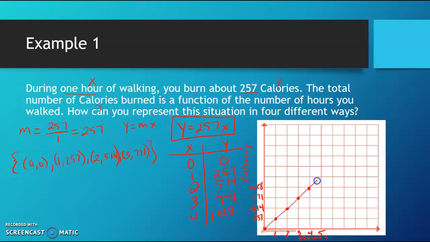I know we didn't go over the lesson that talked about which ones would have lines and which ones wouldn't. But basically it comes down to this. We can figure out to the minute how many calories burned. So we are including the calories between our points. So we have the equation, that's 1. The table, that's 2. The list of ordered pairs makes 3, and our graph makes 4. So that is how we can represent the situation in 4 different ways.